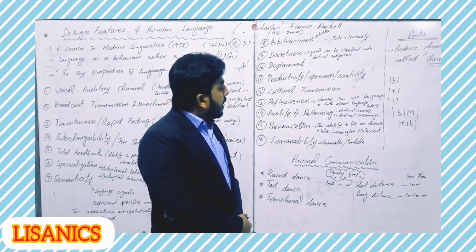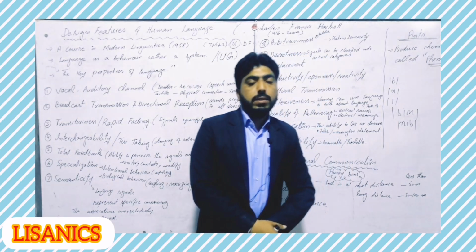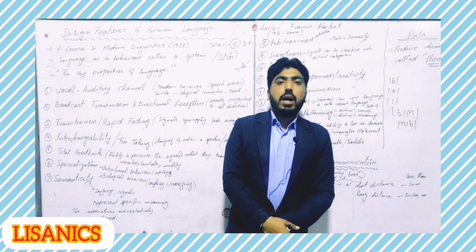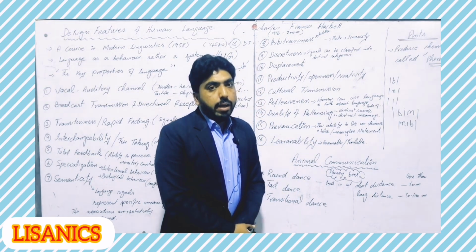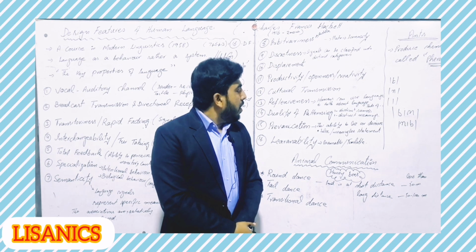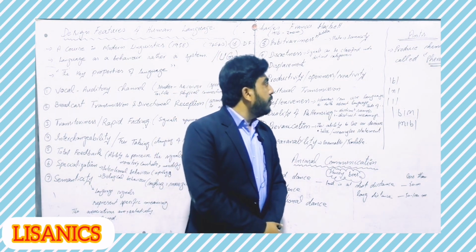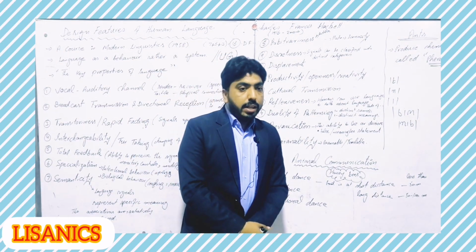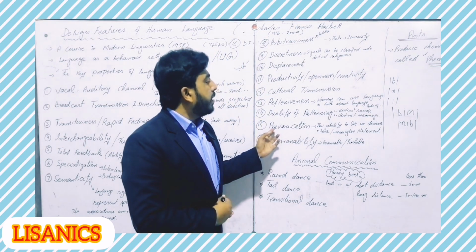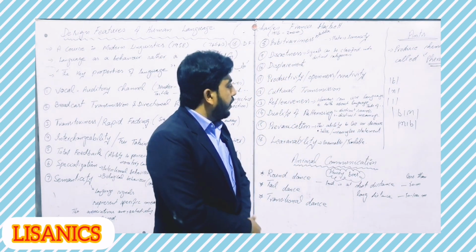Next we see prevarication. This is very specific to human beings, right? No animals, no birds are able to deceive others, to tell a lie, right? Don't confuse it with productivity. Don't confuse it with displacement, right? This is something different. Prevarication is the ability to lie or deceive.